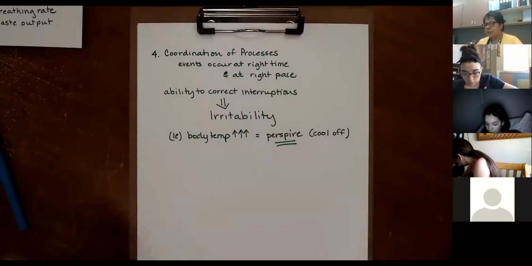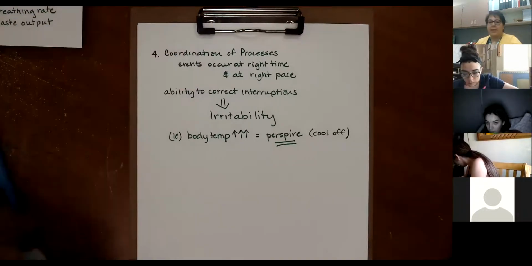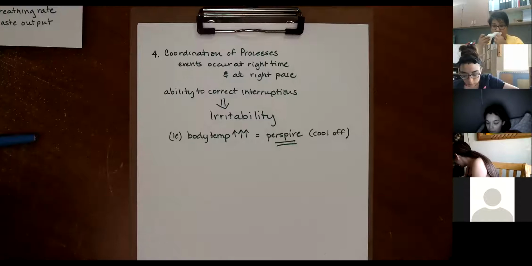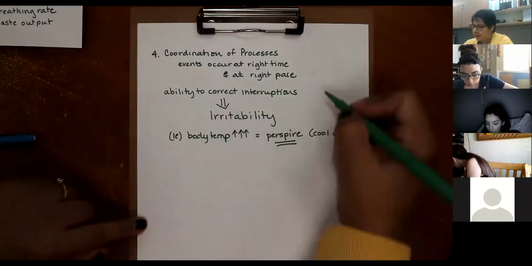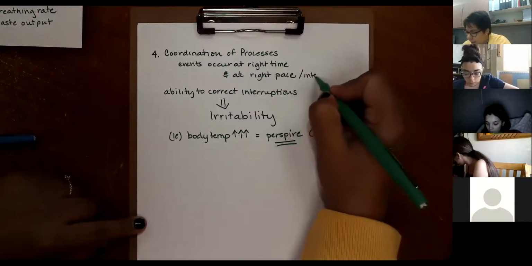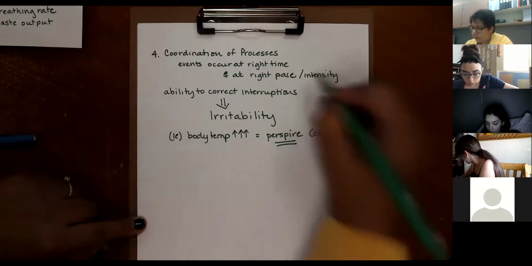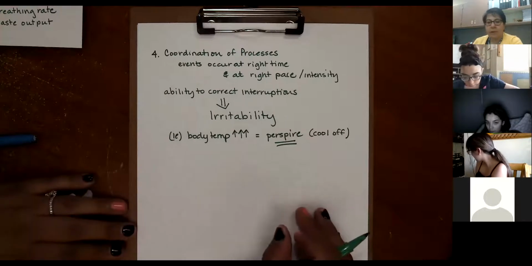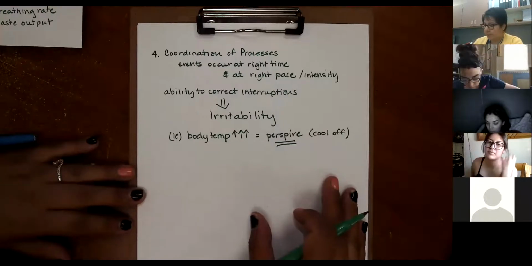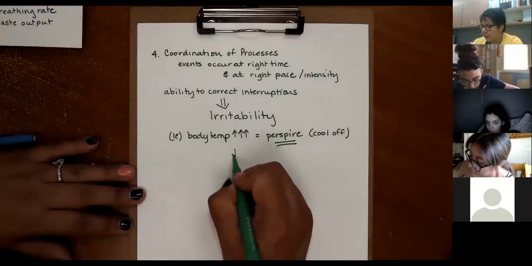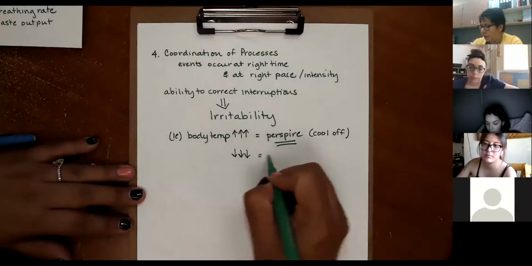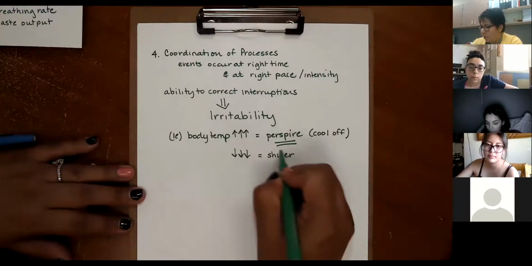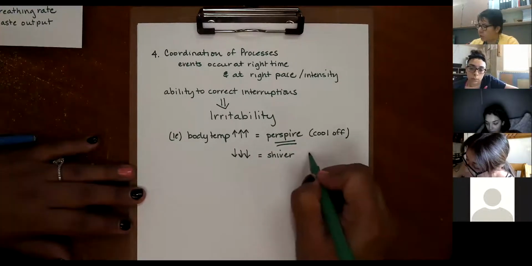So that perspiration has to come at the right time. It has to come at the right pace, or I guess I should say at the right intensity. It's got to cool you off in order for it to work. The same thing as if your body temperature drops too low, you may shiver in order to generate heat.